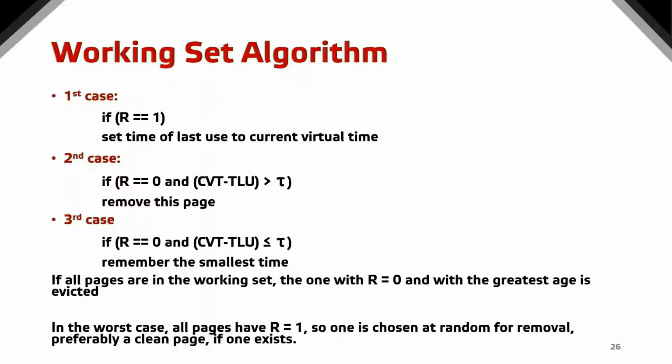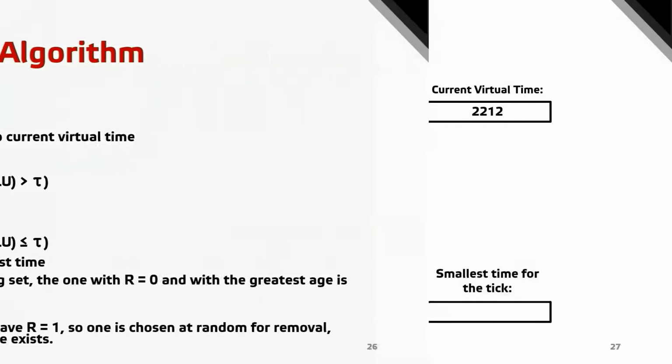If all pages are in the working set, the one with R equal to 0 and the greatest age is evicted. In the worst case, all pages have R equal to 1, so one is chosen at random for removal, preferably a clean page if one exists.